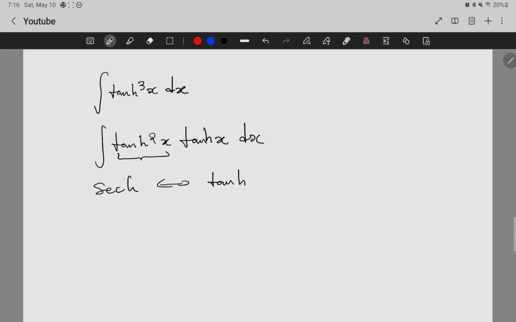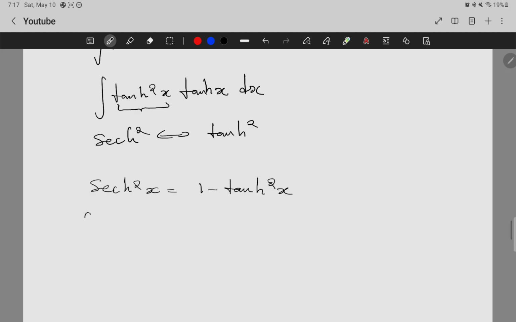So what's the relationship? Of course, it relates their squares. So you have to remember the identities. And the identity goes that sech squared x is equal to 1 minus the hyperbolic tan squared x. So when you make the substitution, we want to eliminate the tanh square, so we'll make this the subject of the formula. So this becomes 1 minus the sech squared x. And then the other side, we still have the tanh x dx.